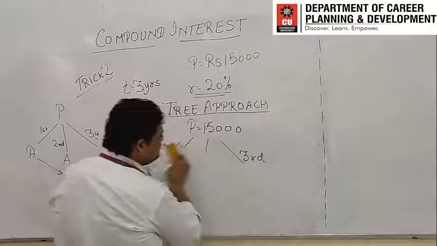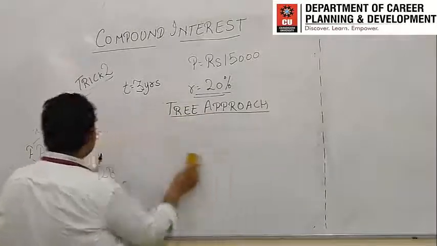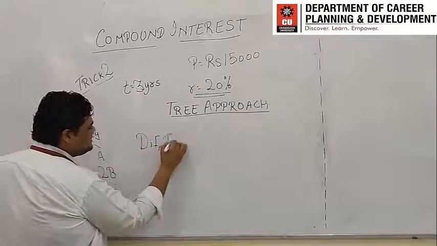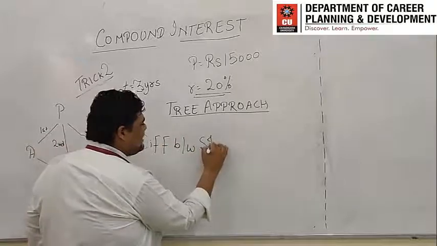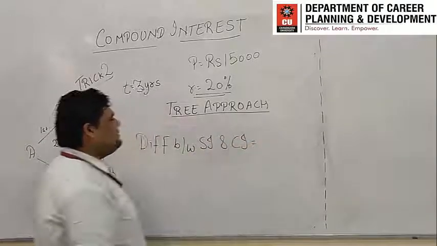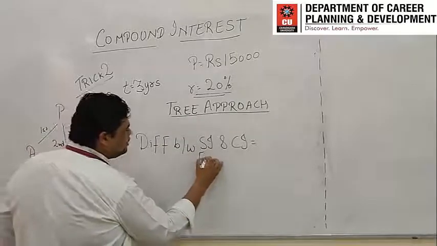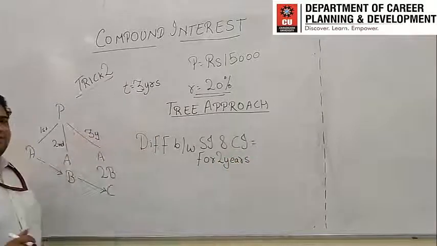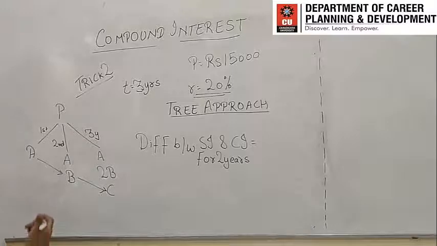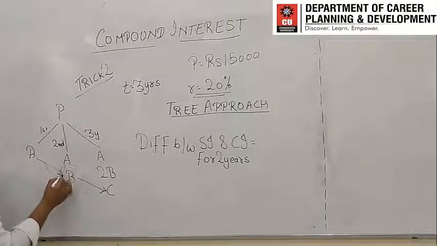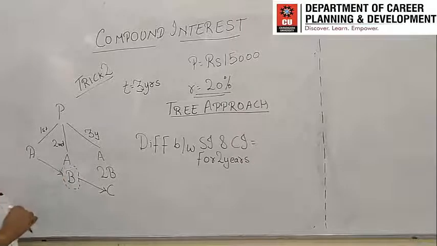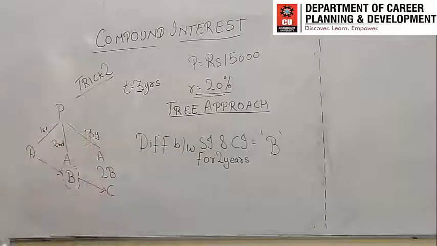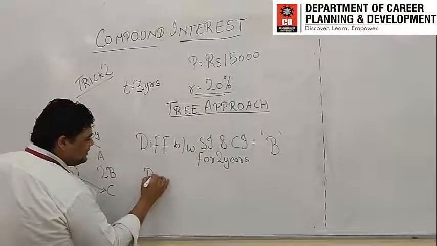Let us see what we have derived from this question. We have derived this in this approach: the difference between SI and CI for 2 years. The difference between the SI of 2 years and CI of 2 years will be equal to how much? This is the only difference between SI and CI. So the difference will be B, which we used in our tree approach.